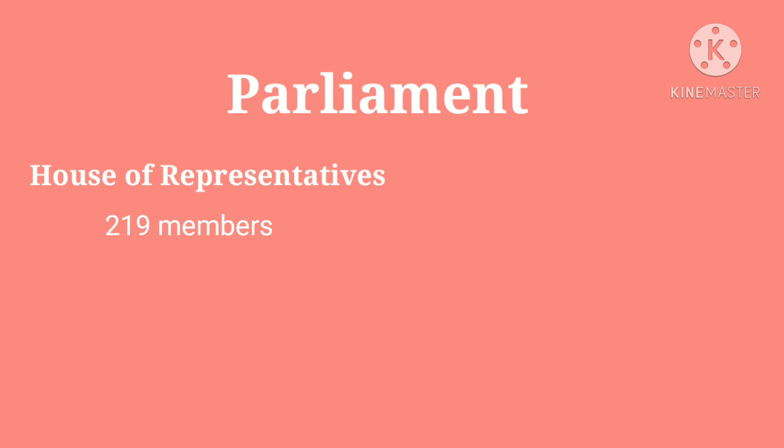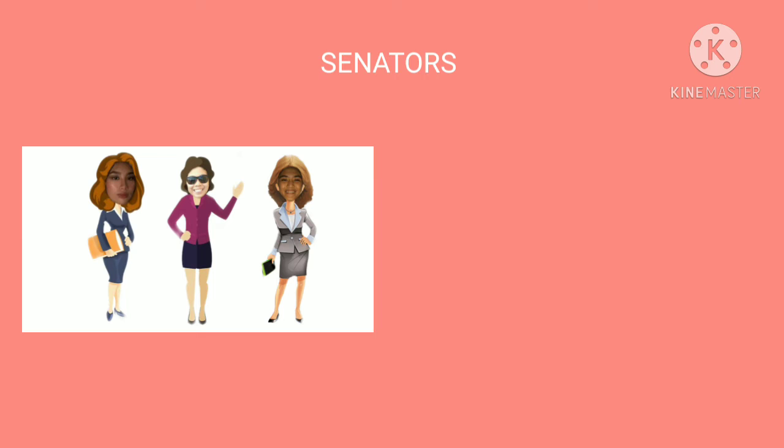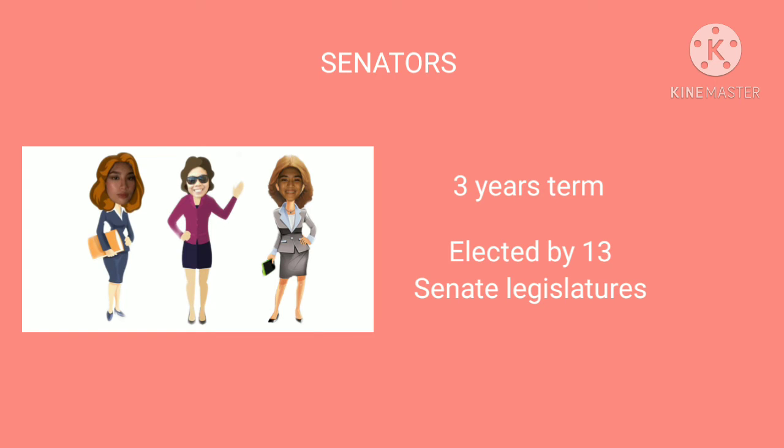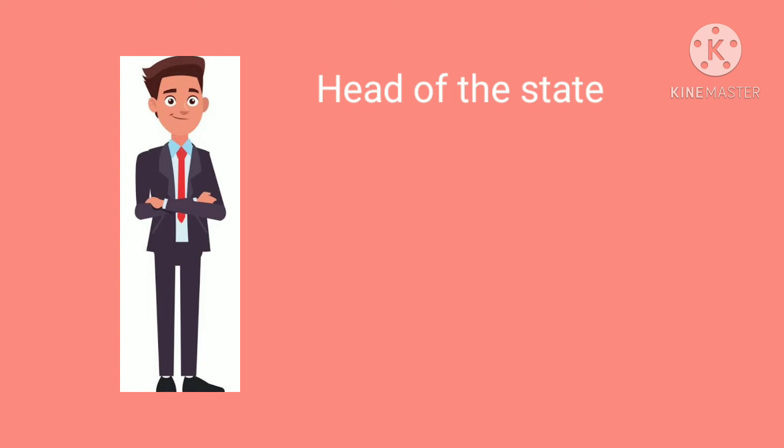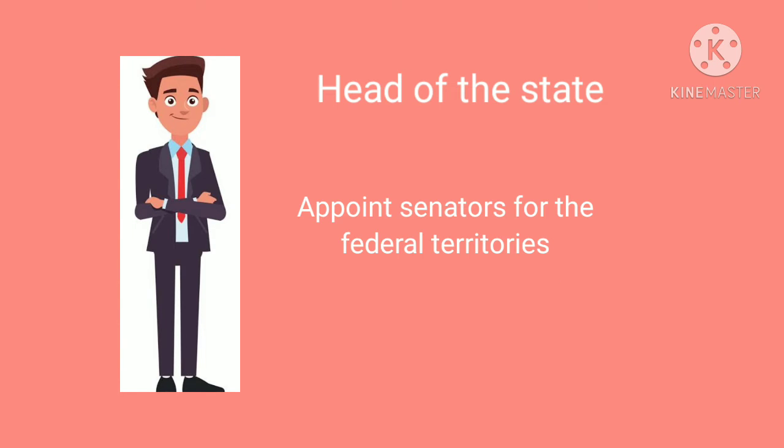The parliament consists of a House of Representatives with 219 members and the Senate, with up to 70 members. Representatives are elected by popular vote for 5-year terms. Senators serve 3-year terms and may serve no more than 2 terms. 2 senators are elected by each of the 13 state legislatures, and the head of state appoints the rest, including the senators for the federal territories.